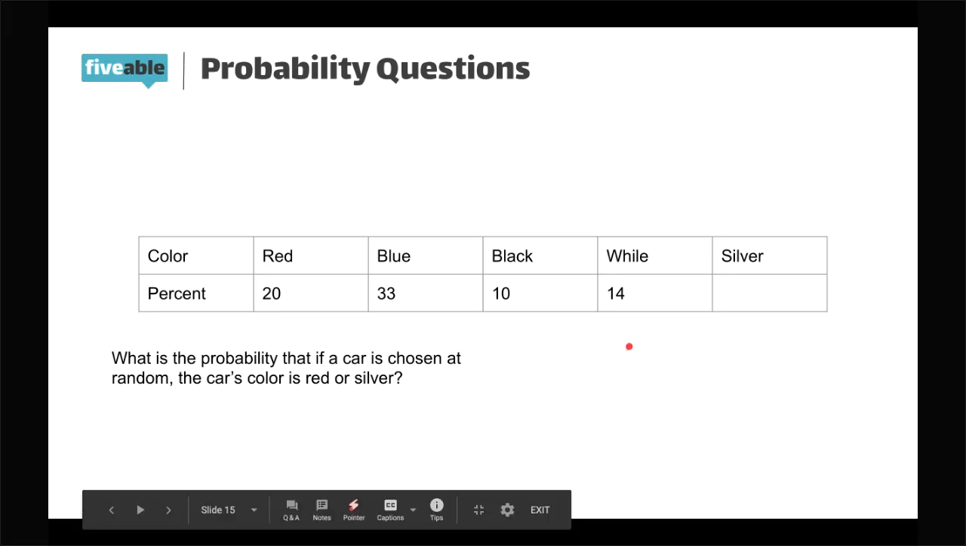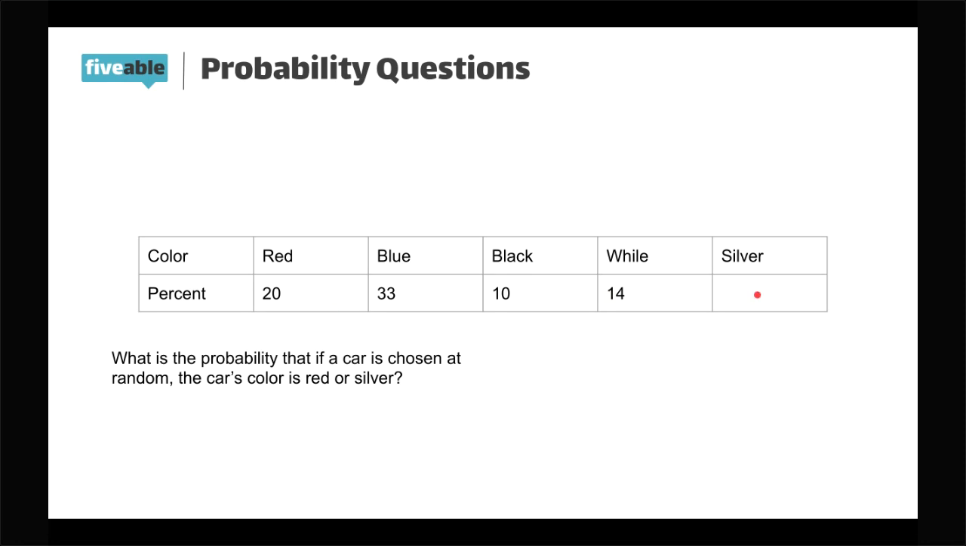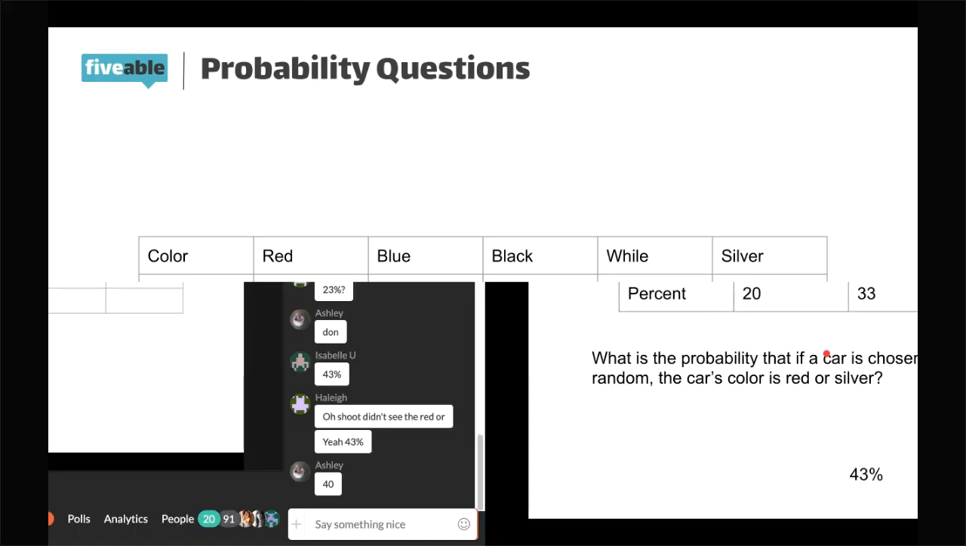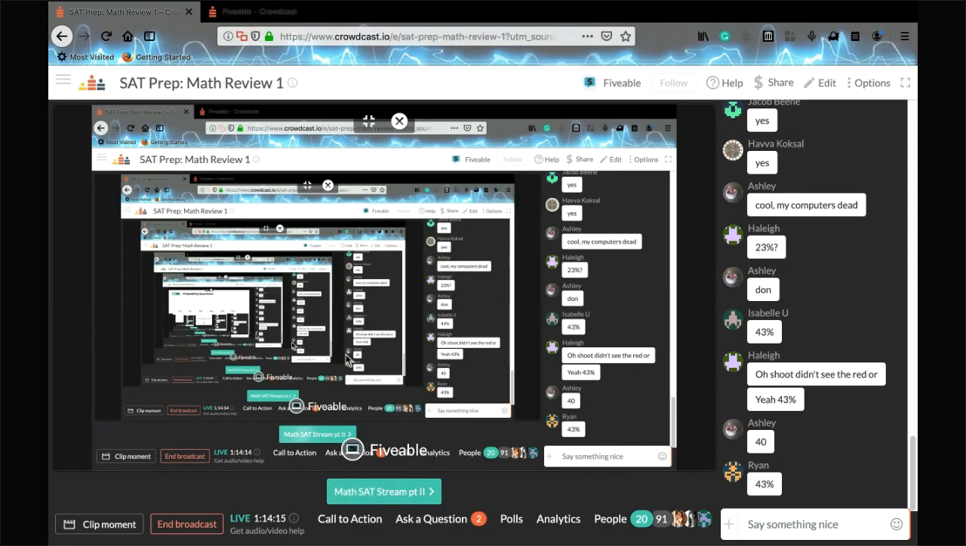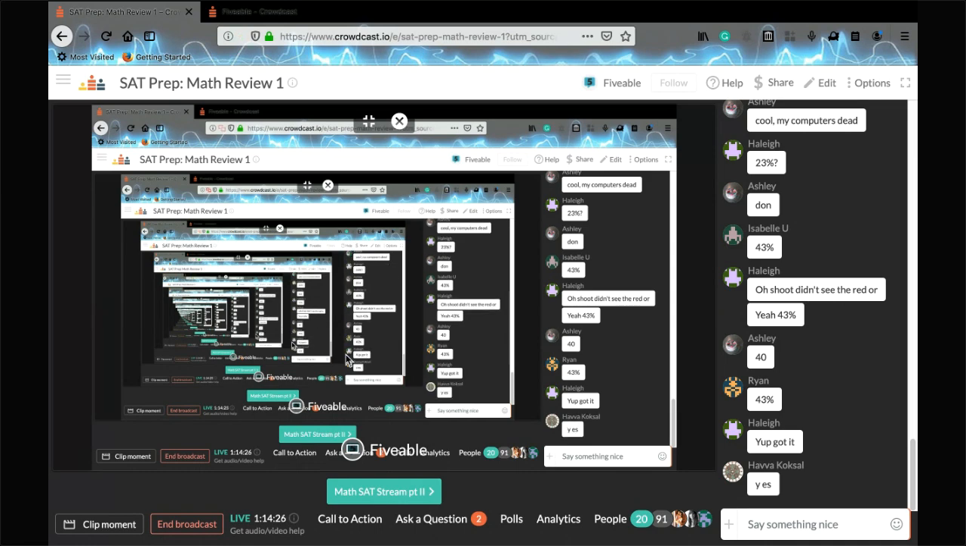So we know that this is out of 100, meaning 20 plus 33 plus 10 plus 14 plus whatever this is equals 100. So we can figure out what's in here. So we know that this value plus this value equals our answer, which is 43%. Did everyone figure out how to do that? Anyone confused? Great.